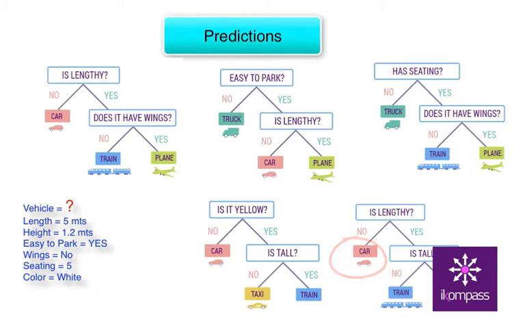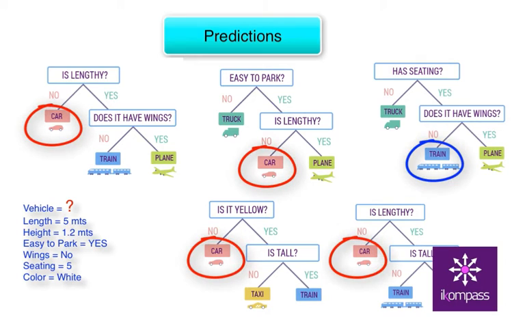So we have different trees here giving us an outcome, and out of the 5 trees, we realize that 4 trees classified it as a car and 1 tree classified it as a train. Essentially, if we go with the voting mechanism, this particular vehicle will get classified as a car. So we are predicting that this vehicle is a car.